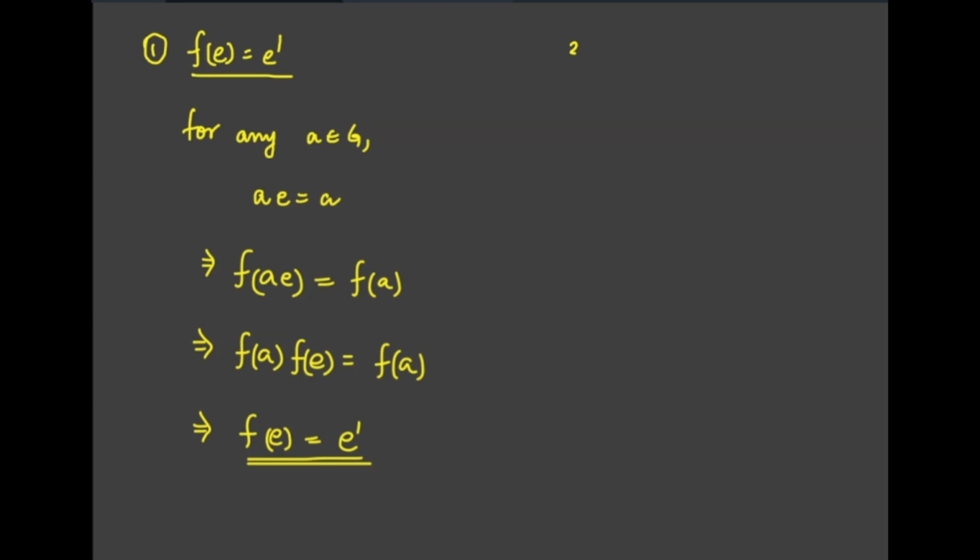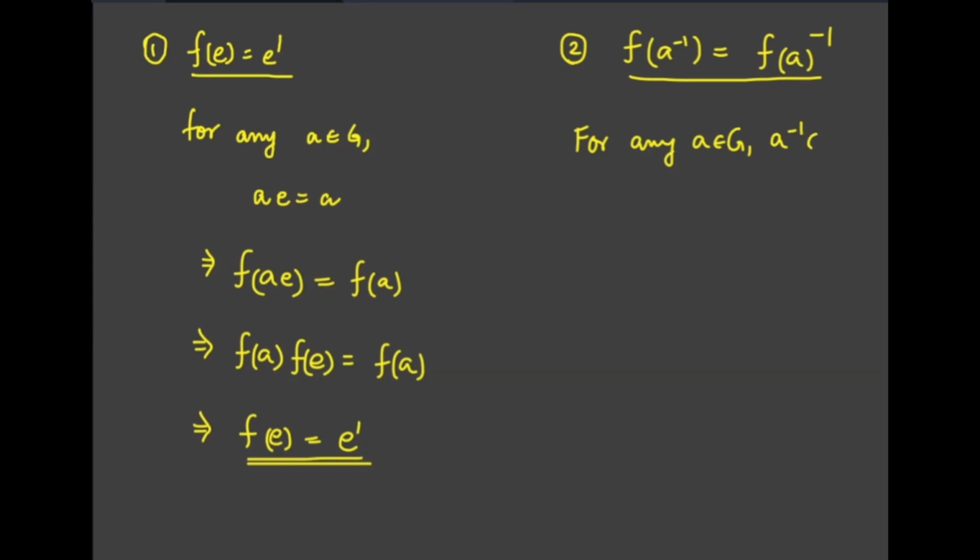And the second property was f(a⁻¹) = f(a)⁻¹. Alright, so for any a belonging to G, a⁻¹ also belongs to G, right? Because G is a group. And therefore, f(a) and f(a⁻¹) belong to G', right?